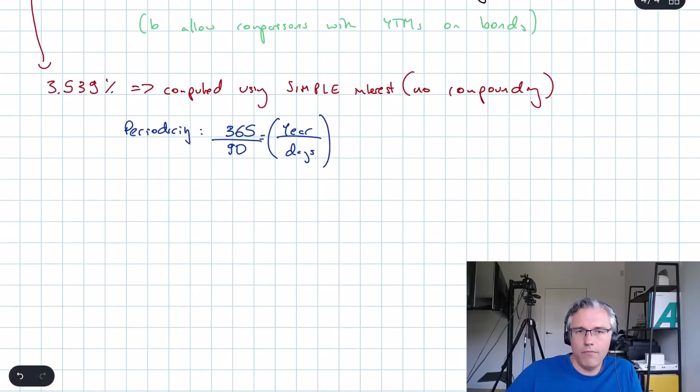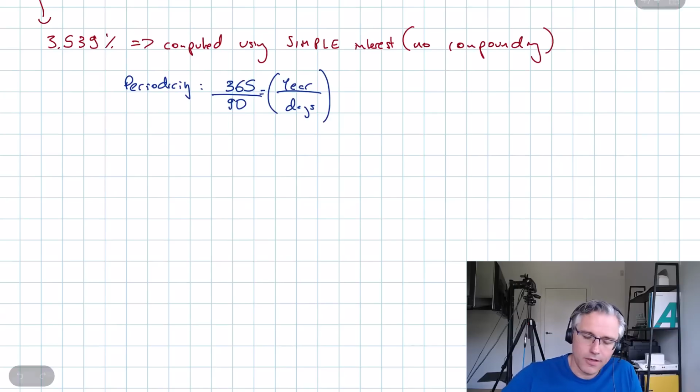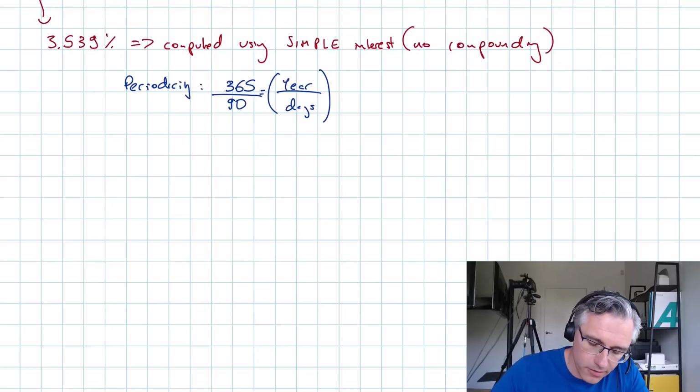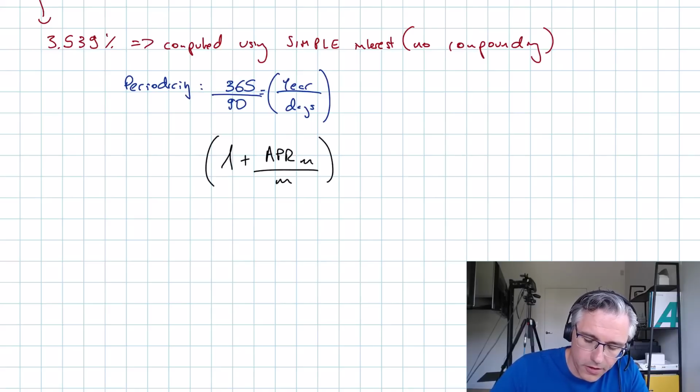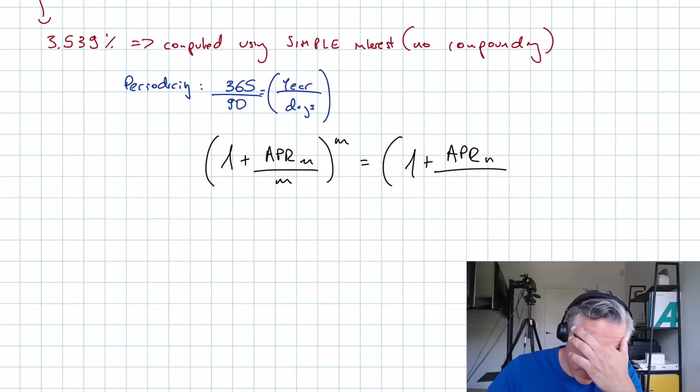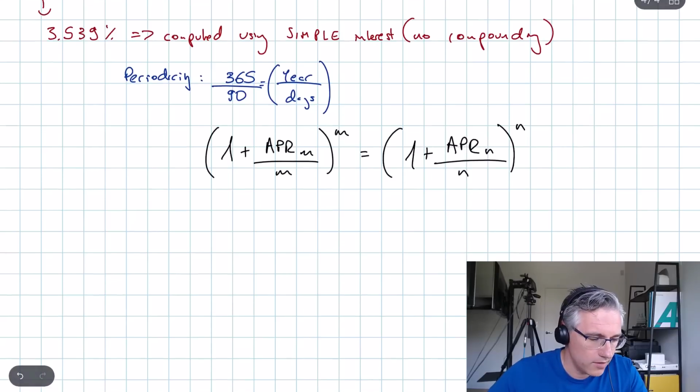You should remember from a previous video that we covered a formula that I used to convert YTMs expressed with different periodicities, and it's a very universal formula. It comes up in more than one place in the curriculum. The formula was 1 plus APR computed with a certain periodicity divided by m to the power of m equals 1 plus APR, annual percentage rate, with a different periodicity n, raised to the power of n.